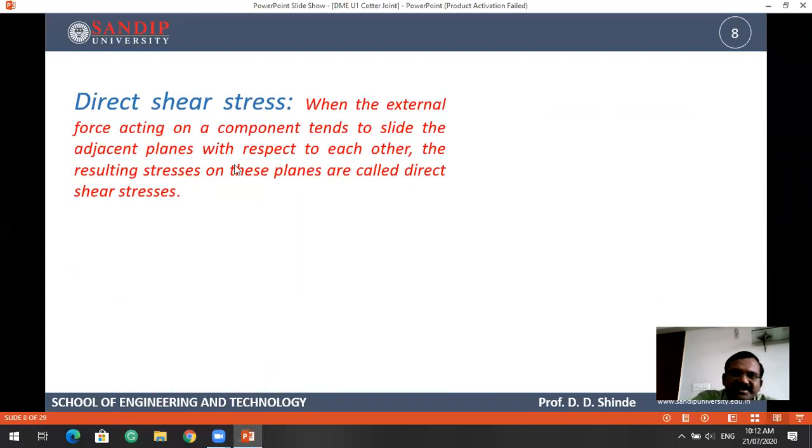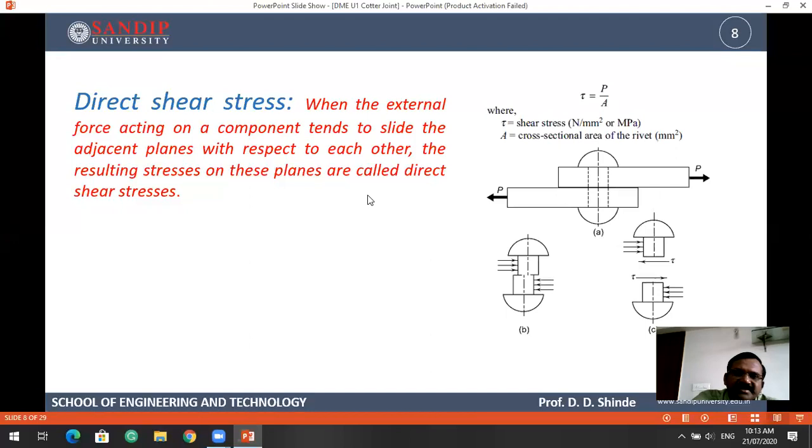Third one is direct shear stress. When the external force acting on the component tends to slide the adjacent planes with respect to each other, the resulting stress on these planes is called direct shear stress. Now, the difference between the axial tensile and compressive forces and the shear stress is that tensile and compressive forces act in one line. Here in shear stress, you can see that there is some gap between the two forces P. In the previous case, it was in one line, but here there is some offset.